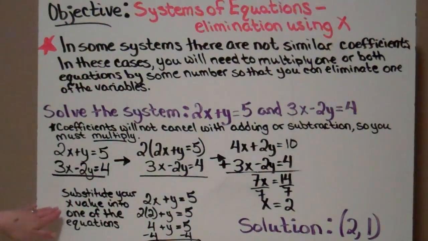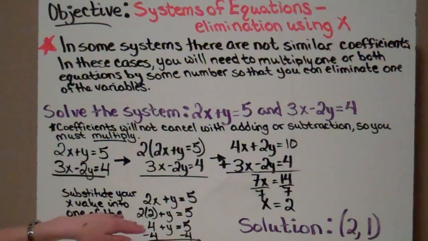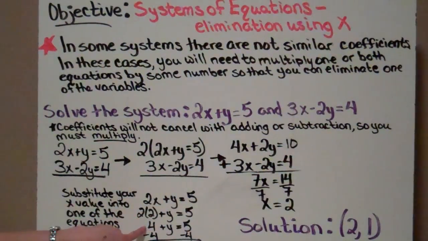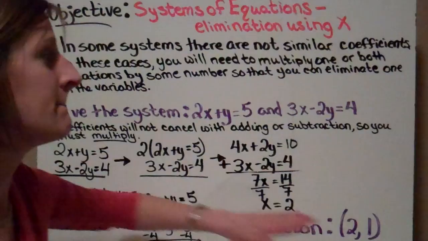Now remember, substitute your x value into one of the equations and solve for y. So in the first one, 2x plus y equals 5, I put in 2 for y, or excuse me, 2 for x. 2 times 2 is 4. 4 plus y equals 5. Subtract 4 from both sides, and you're going to get y to equal 1. So my solution to this problem is (2, 1).